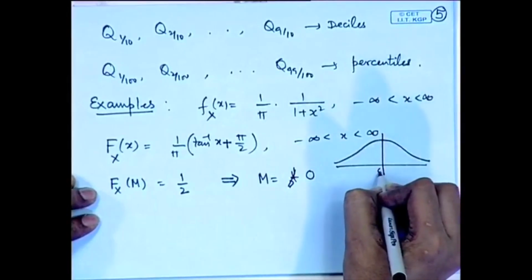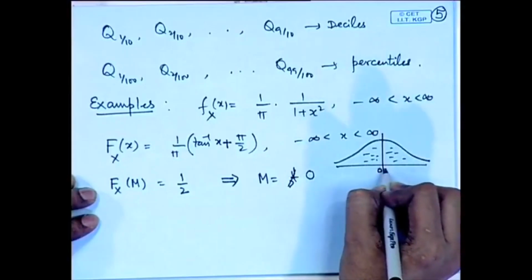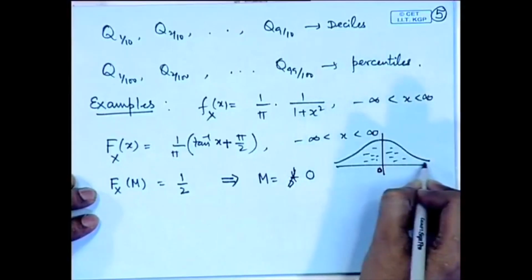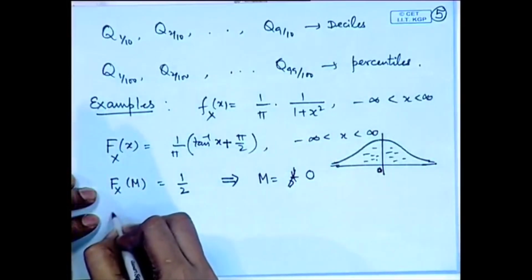So, it is symmetric about the point 0. If the distribution is symmetric about a given point, then that point will actually be the median of the distribution. We can also calculate the quartiles here.